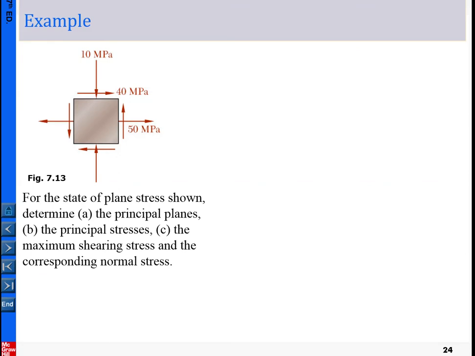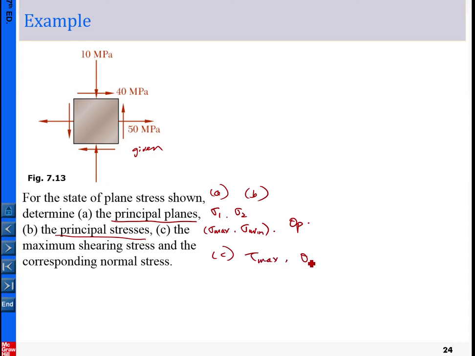We can quickly look at an example here. For example, we are given this case, and we first want to determine the principal stresses, then the maximum shear stress, and then the orientation. So we want to determine sigma 1 and sigma 2, or sometimes people say sigma max and sigma min, and then theta p. That is parts A and B. Then C is to find the maximum shear stress and theta s. We know that theta s equals theta p plus or minus 45 degrees.